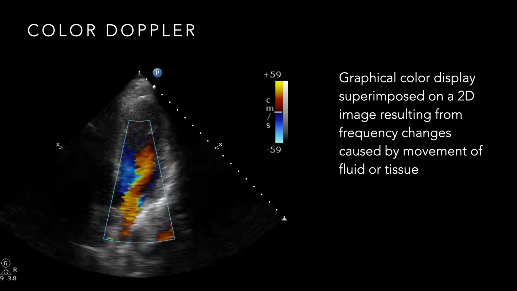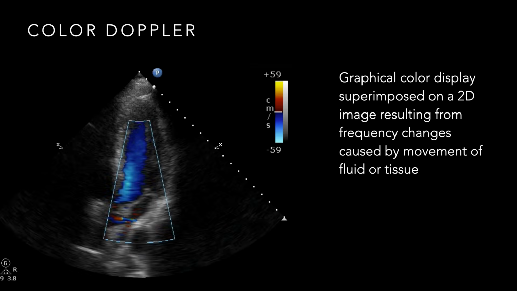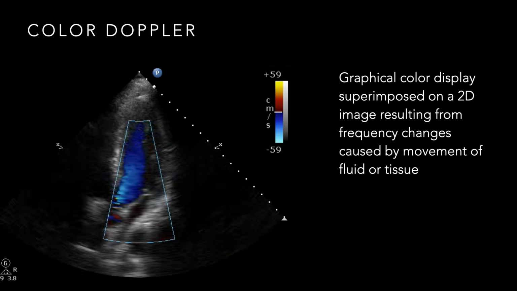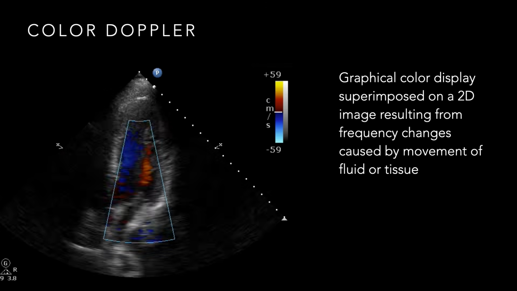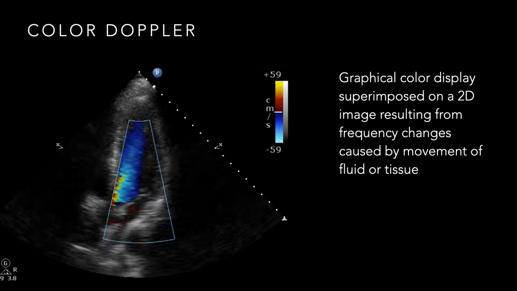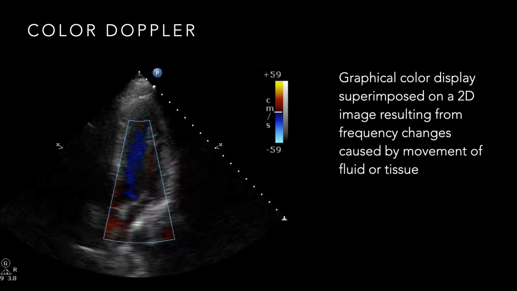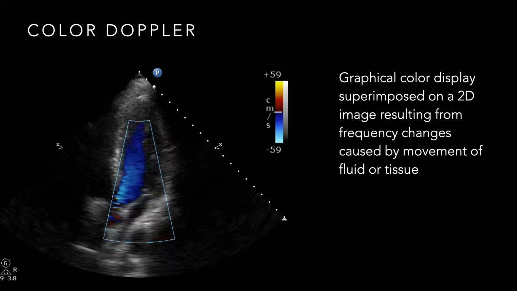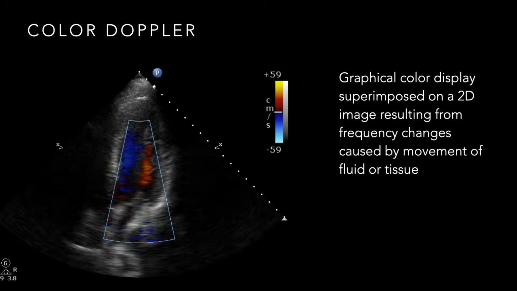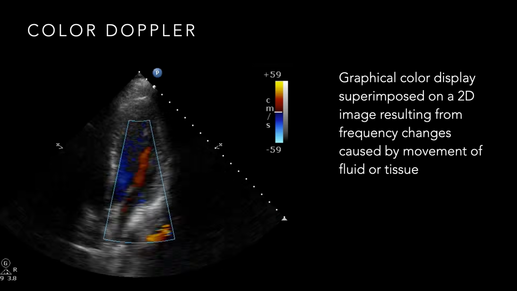Let's back up a little bit and let's talk a little bit about these color versus spectral Dopplers, and then we'll see how we can customize and adjust those as we go through our ultrasound image, right? So color Doppler is simply a graphical color display that's superimposed on top of a 2D image resulting from frequency changes that are caused by movements in the fluid or tissue. So long-winded way of saying, if we measure something where the tissue is moving, i.e. the fluid's moving, right, we can detect that change in frequency.